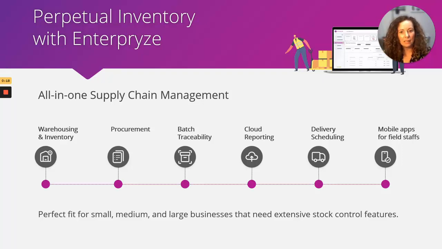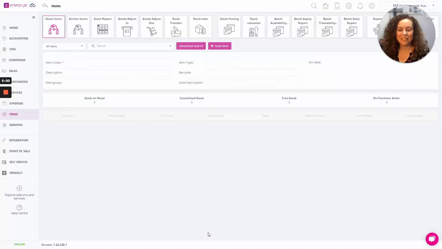So let's take a quick look at Enterprise and how this is all managed seamlessly for you. Let's take a look within Enterprise at how perpetual inventory affects your stock items. Very simply, what I'm going to do is go to the items menu, and come in here to either stock items or the stock report.